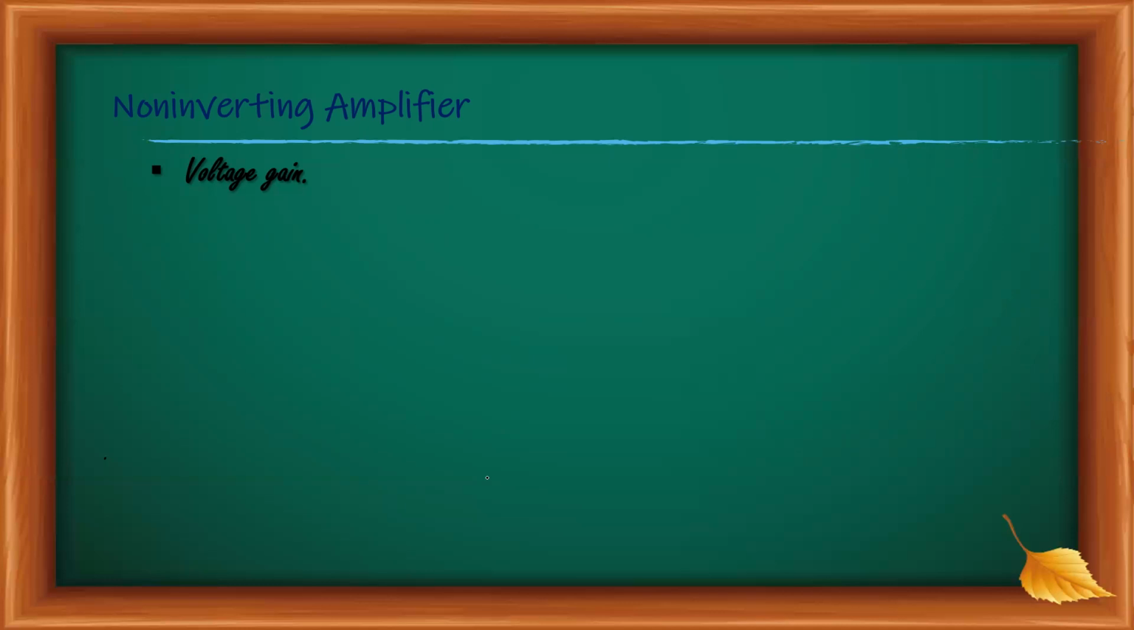Now, the information obtained from the non-inverting amplifier is summarized. First one, the voltage gain of non-inverting amplifier depends upon the values of RF and RI.